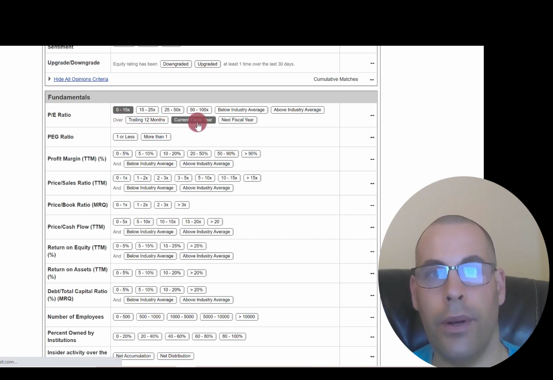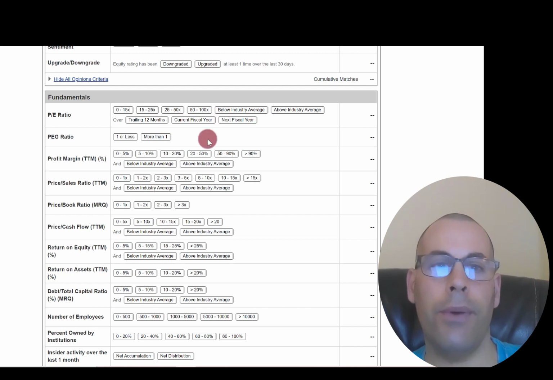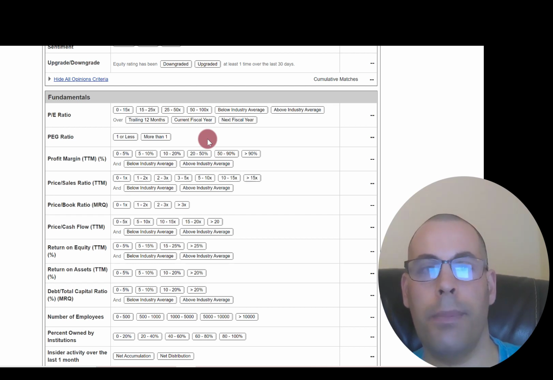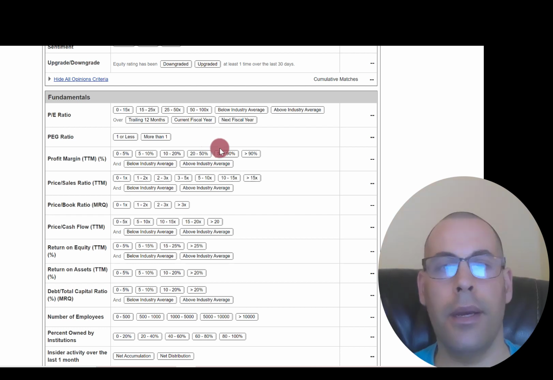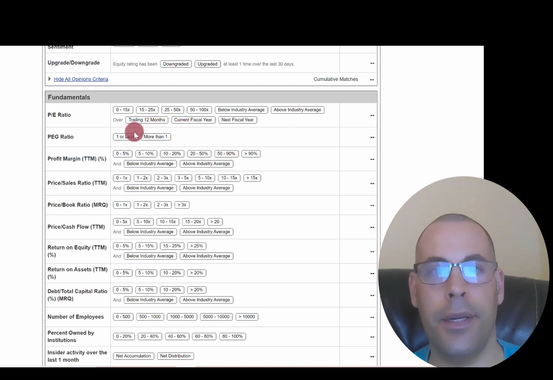Or you can do it for the current fiscal year or the projected next fiscal year. The PEG ratio applies a growth rate to the PE ratio. If analysts expect a company to have a 20% growth rate and the PE is 8, for example, the PEG would be 8/20, which is 0.4. A PEG below 1 is considered good. So you could pick below 1. You could look at the companies above 1 as well.